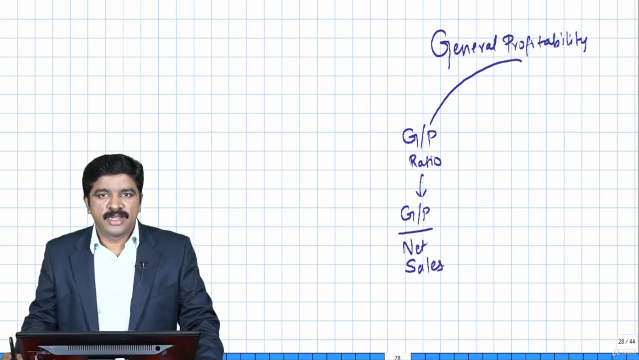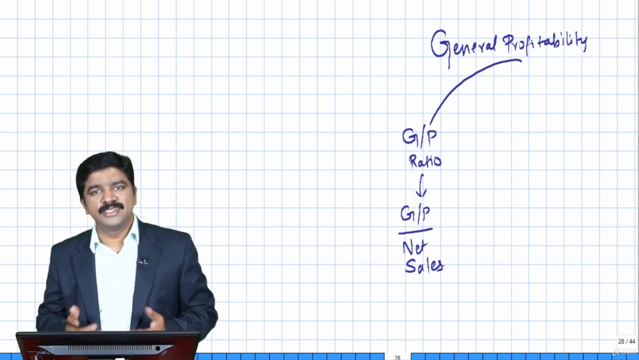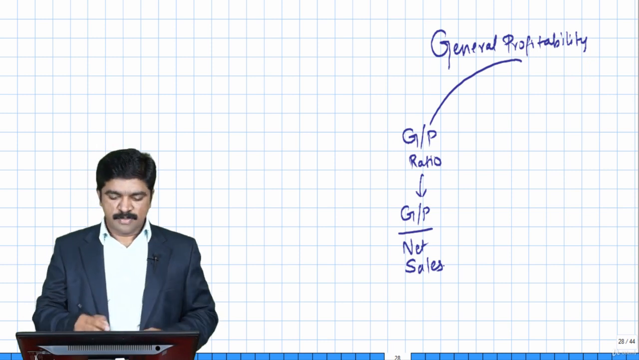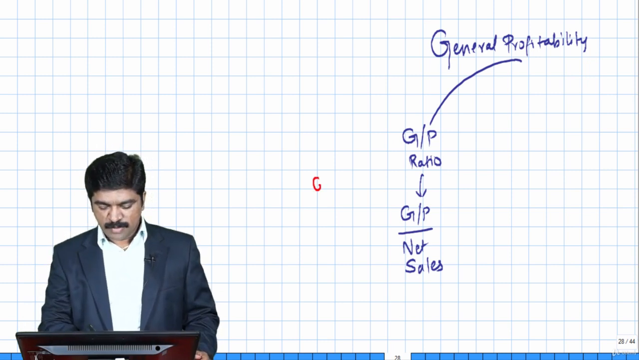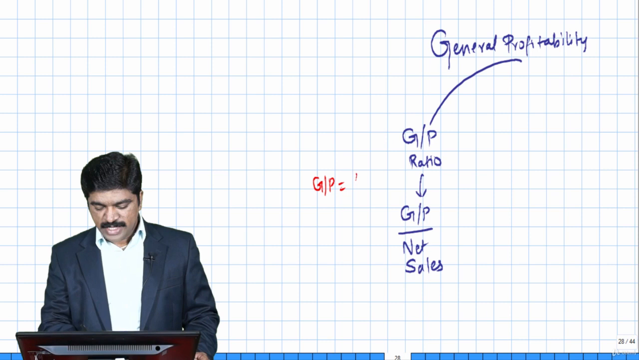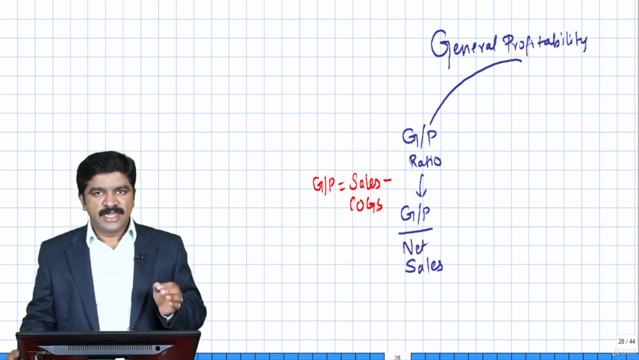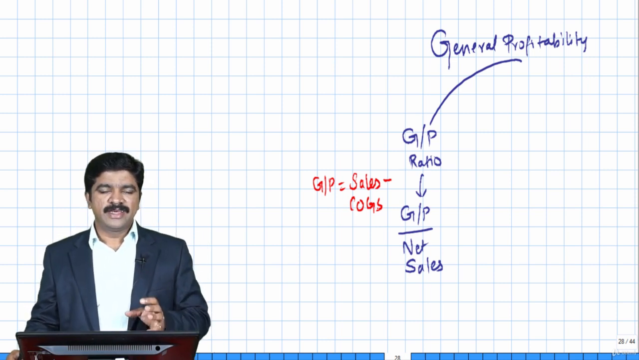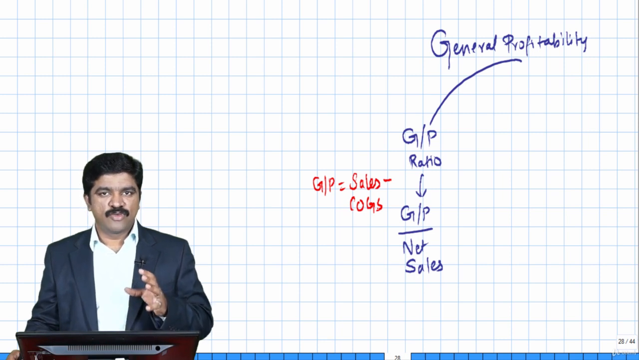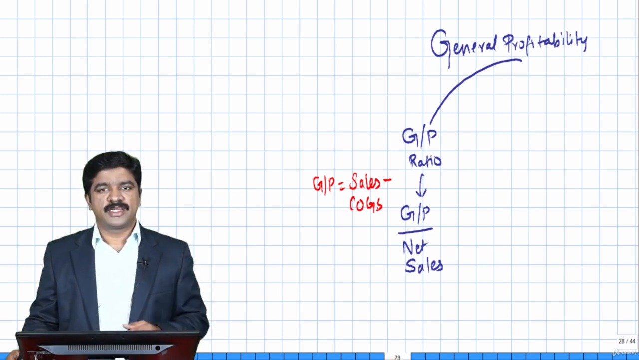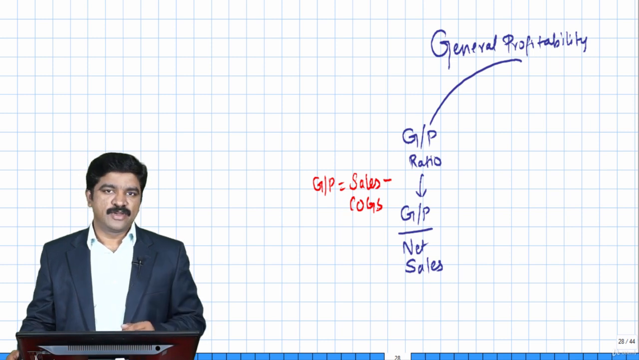So now automatically a question will come to your mind, what is gross profit? It is very simple. Gross profit is nothing but sales minus cost of goods sold. That is, for selling the goods, you will be incurring certain cost. So whatever is the cost of goods sold, that should be subtracted from sales. Then you will get a gross profit.